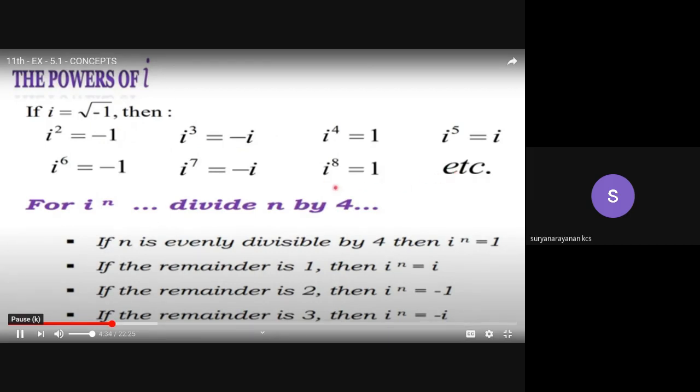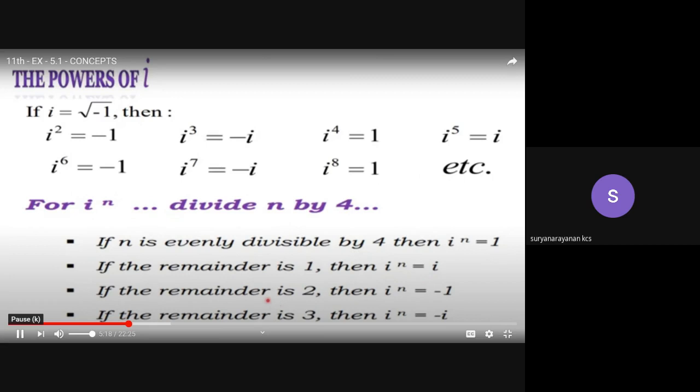Okay, my children. To find the value of i power n, whatever the number it is, divide n by 4. First divide that n, whatever the exponent is here, by 4. Now use these results. If n is evenly divisible by 4, then i power n is equal to 1. If you divide that n and get remainder 0, then write i power n value is 1. Understood, my children? If the remainder is 1, by dividing this number n by 4, then i power n value is i.